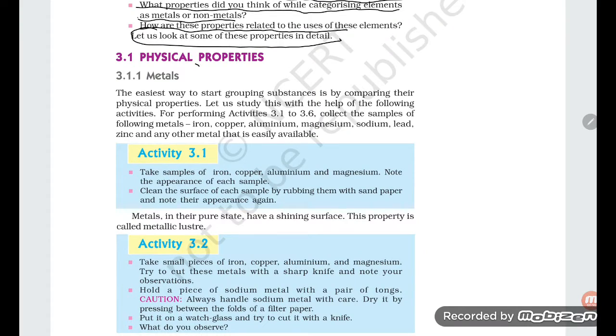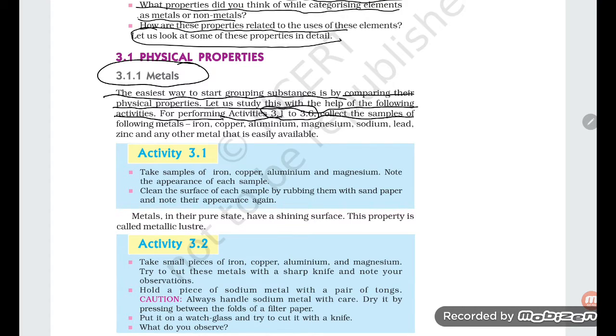When we talk about the physical properties of metals, the easiest way to start grouping substances is by comparing their physical properties. Let us study that with the help of the following activities, 3.1 to 3.6. Collect samples of the following metals: iron, copper, aluminum, magnesium, sodium, lead, zinc, and any other metal that is easily available.